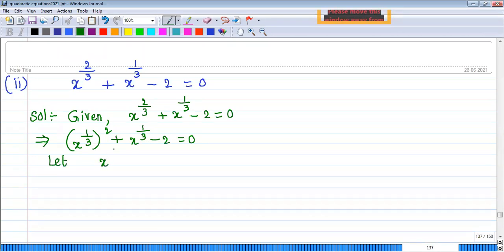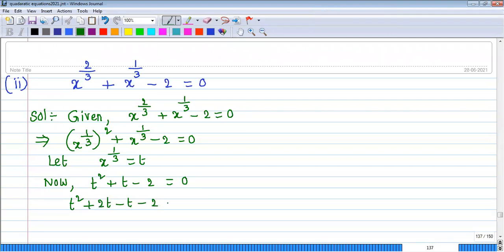Let x to the power of 1 by 3 be equal to t; let us introduce one variable t. Now the above equation becomes t square plus t minus 2 is equal to 0. It's a quadratic equation in t, so it can be solved by factorization. Because 2 is a prime number, it has only two factors, 1 and 2. So 2 minus 1 is plus t itself only. Plus 2 into minus 1 is minus 2.